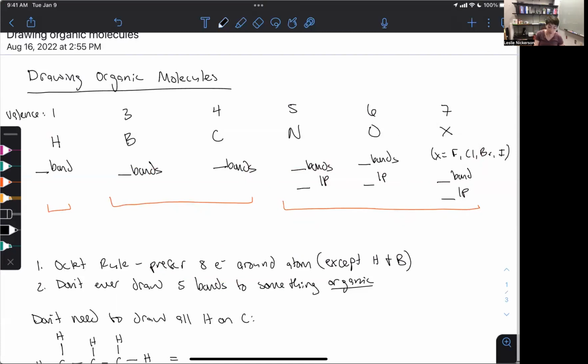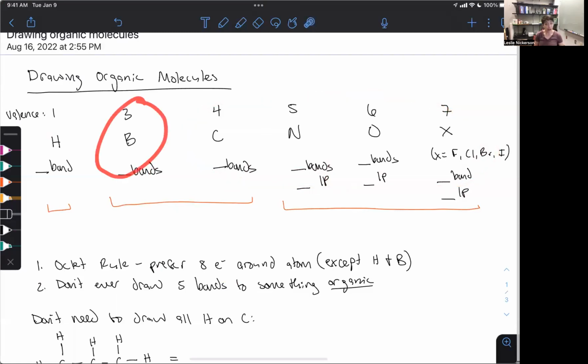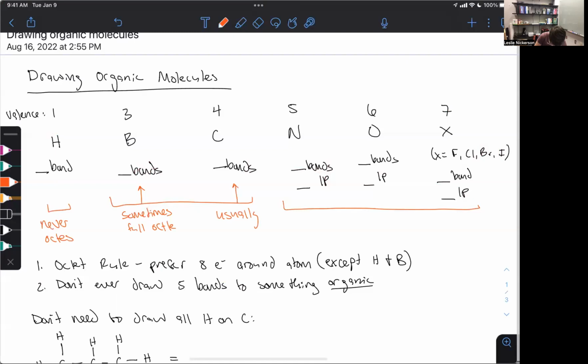Most of what we're talking about with octets, we're going to be right here, but boron can reach an octet. It just is not neutral when it's at the full octet stage. So hydrogen is never an octet. Boron, we're going to say, sometimes a full octet. And carbon, usually a full octet.